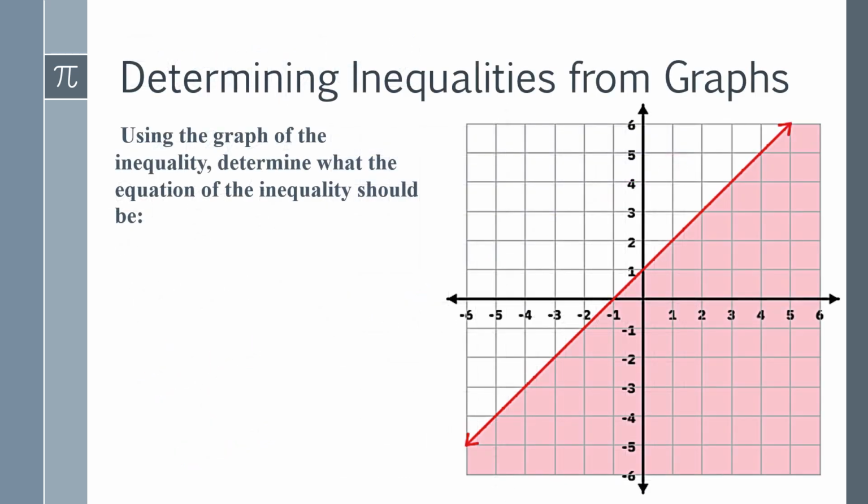Okay, so we can take a graph of an inequality and go through each of these pieces and figure out what the equation of the inequality will be. First thing I'm going to do is I'm going to find my y-intercept, and there it is, 1. So b is equal to 1. That's easy enough. Then my slope. Well, my slope is up 1 over 1. So my slope, m, equals 1.